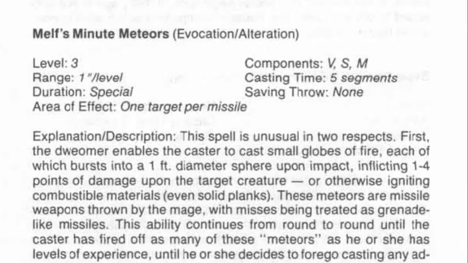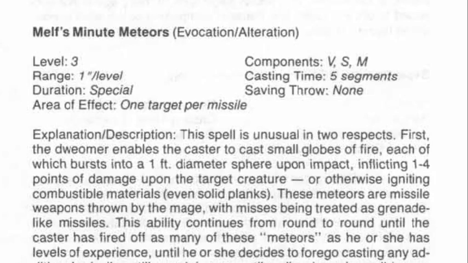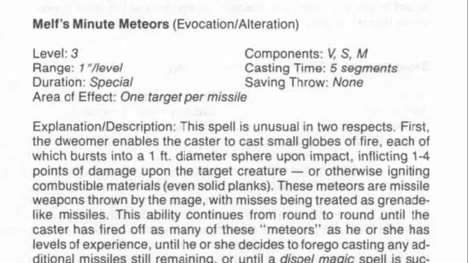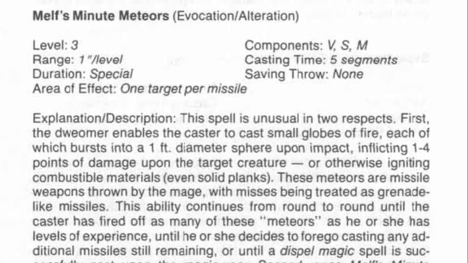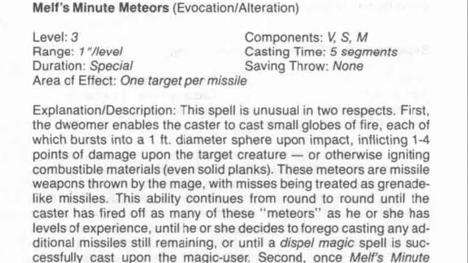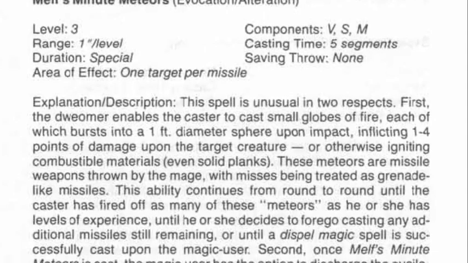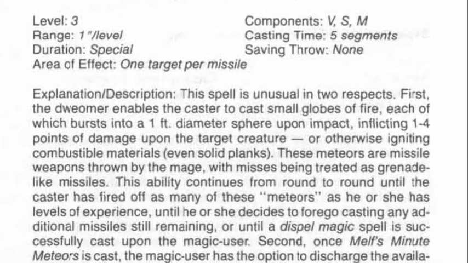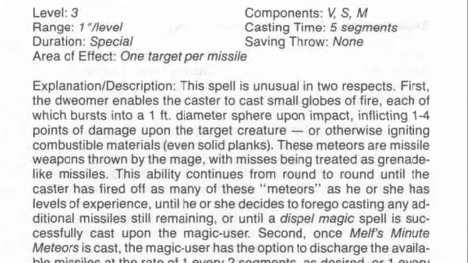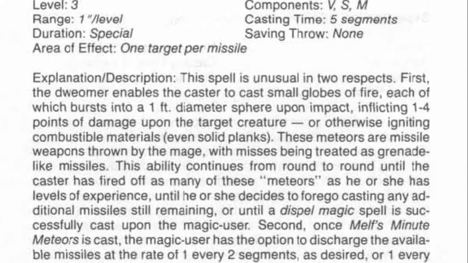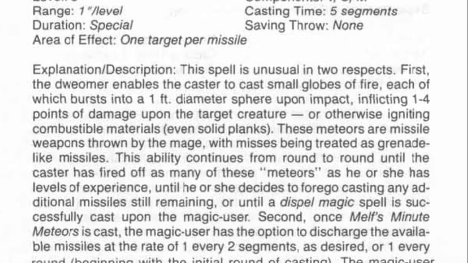Melf's minute meteors. The range is 1 inch per level. The casting time is 5 segments, and the area of effect is 1 target per missile. This spell is unusual in 2 respects. First, the Dweemer enables the caster to cast small globes of fire, each of which burst into a 1-foot diameter sphere upon impact, inflicting 1 to 4 points of damage upon the target creature, or otherwise igniting combustible materials, even solid planks. These meteors are missile weapons thrown by the mage, with misses being treated as grenade-like missiles.